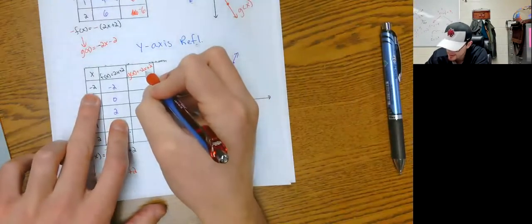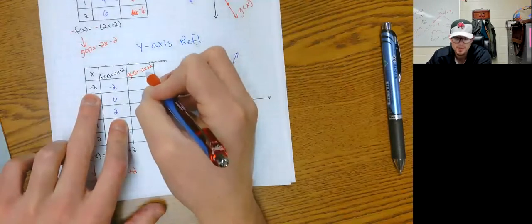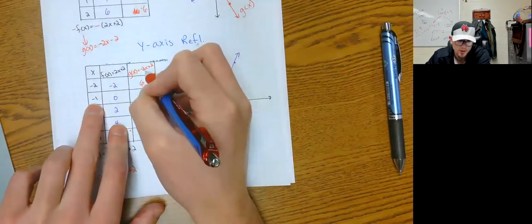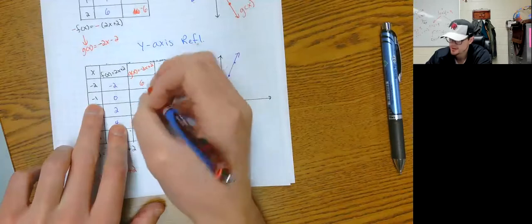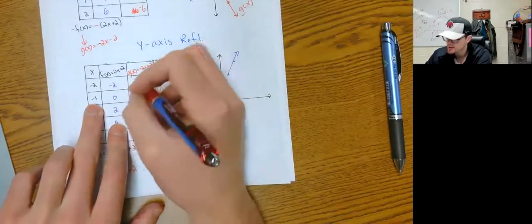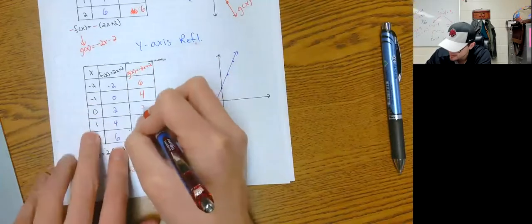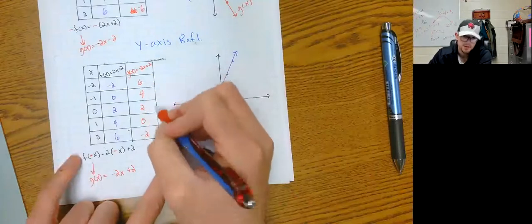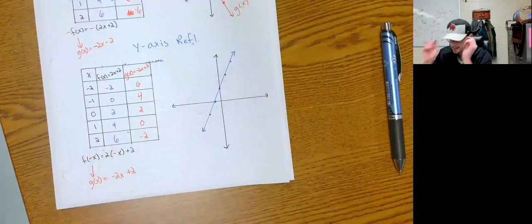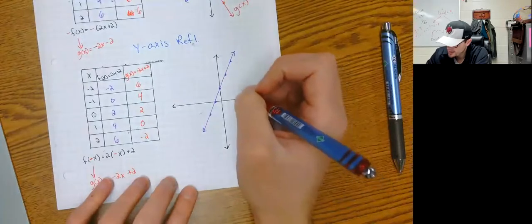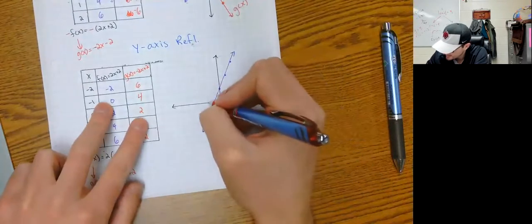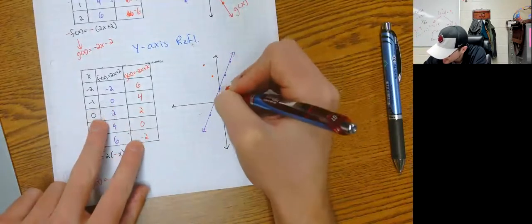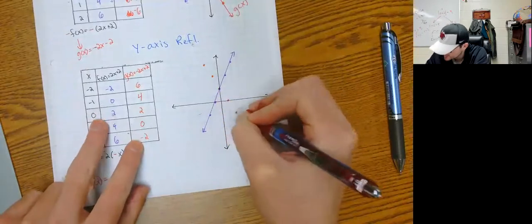-2 times -2 is +4. And +4 plus 2, 6. -2 times -1 is +2, and +2 plus 2 is 4. Okay, so I see we've done a reflection. Instead of adding, we're going to subtract. So 2, 0, -2. Once you do it at least twice, you see the pattern for linear functions, that is. Okay, so -2, 6, then -1, 4, and then right there, and then right there, and then right there.